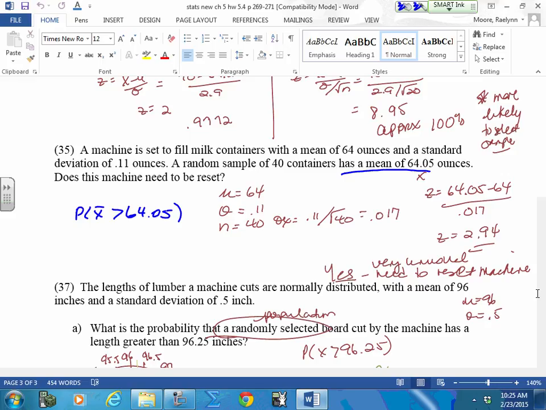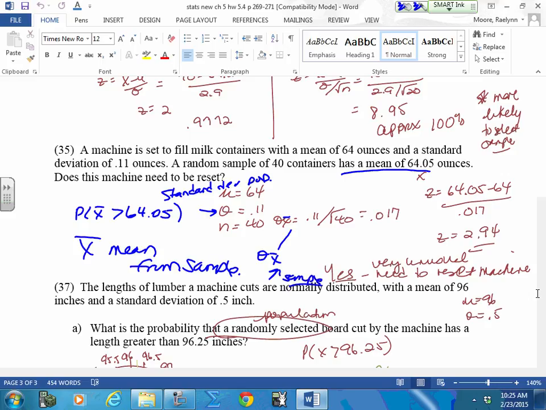Guys, next time. This is your standard deviation for your population. This is your standard deviation for your sample. I should put the bar across the top. X bar is the mean from your sample. I'll probably have to get those. Okay.